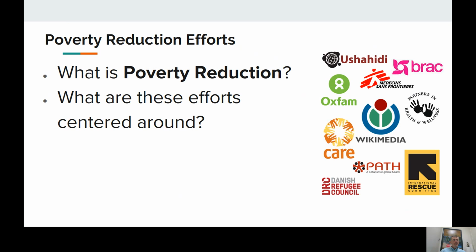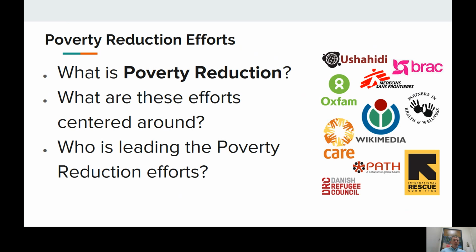All right. How can we reduce poverty? So what is poverty reduction? It's a set of measures, both economic and humanitarian, that are intended to permanently lift people out of poverty.